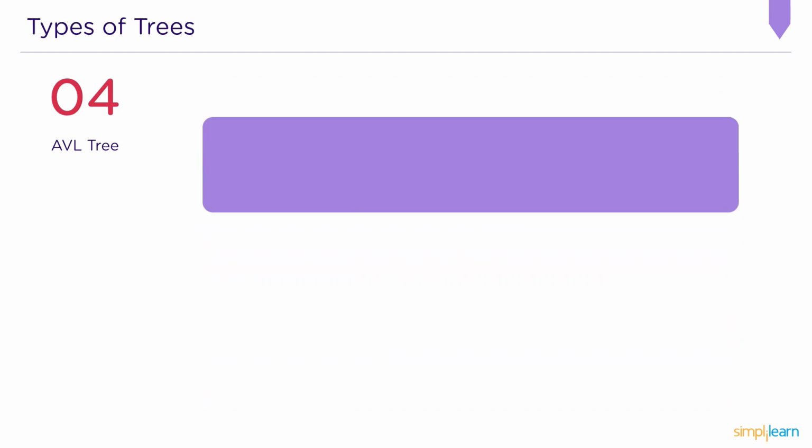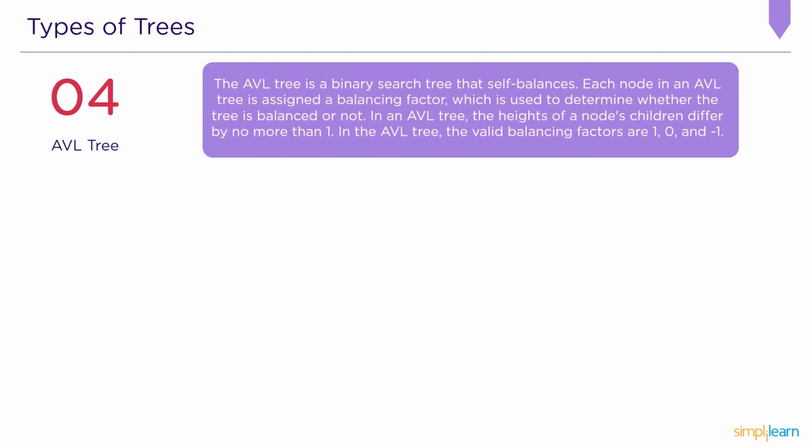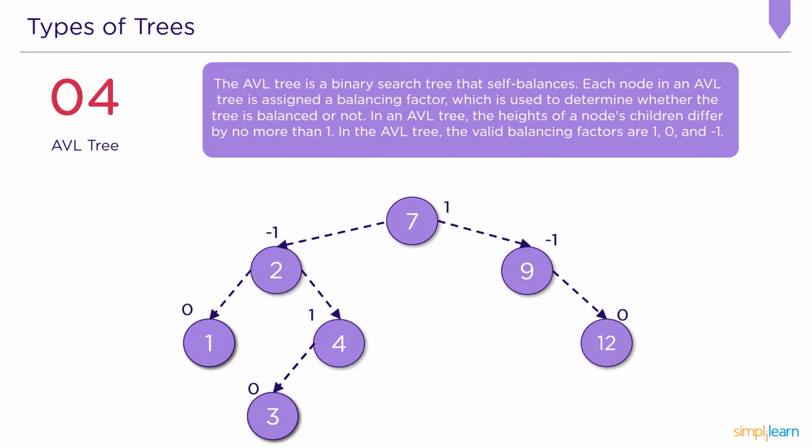The 4th type is the AVL tree. The AVL tree is a binary search tree that self-balances. The acronym AVL is derived from its creators, Adelson-Velsky and Landis. It was the first tree that was dynamically balanced. Each node in an AVL tree is assigned a balancing factor, which is used to determine whether the tree is balanced or not. In an AVL tree, the heights of a node's children differ by no more than 1. In the AVL tree, the valid balancing factors are 1, 0, and -1.